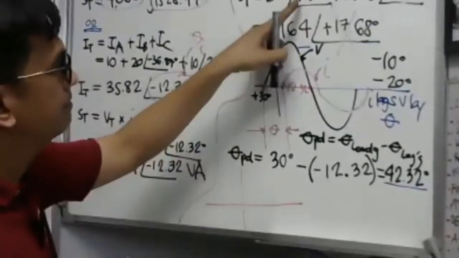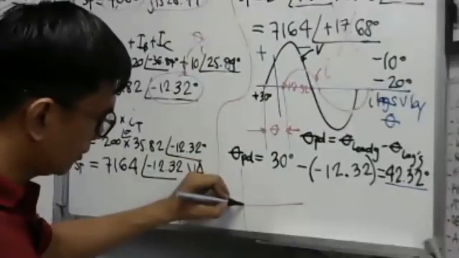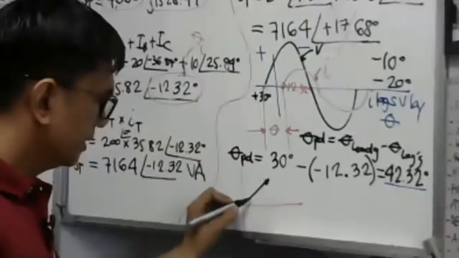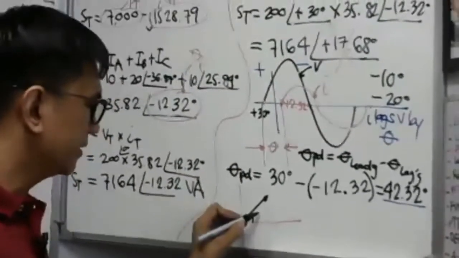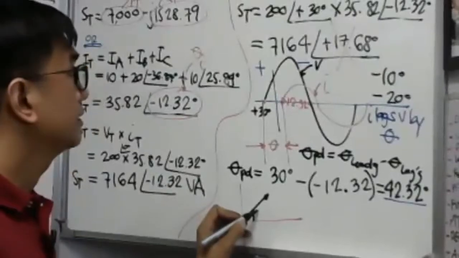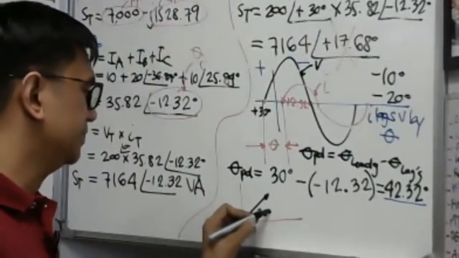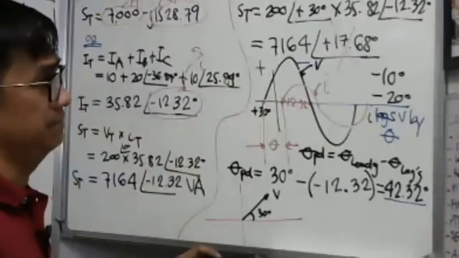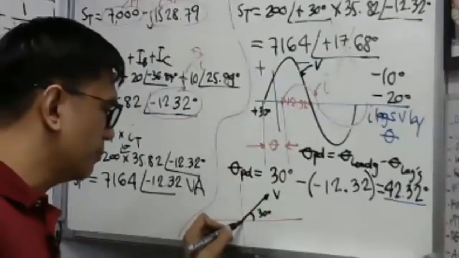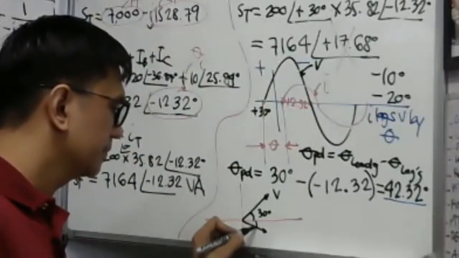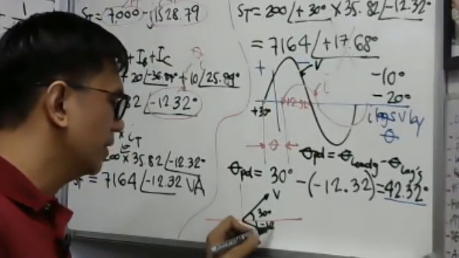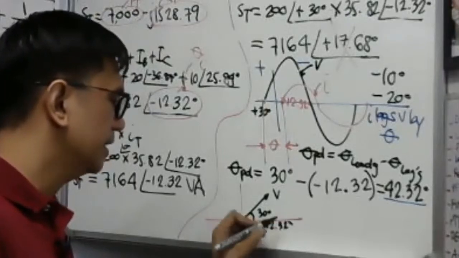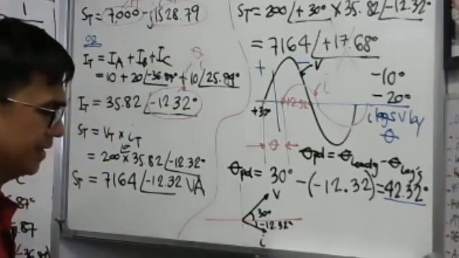Where is positive 30 degrees? Let's say somewhere here. That is the theta of the voltage. That is positive 30 degrees for the voltage. What is for the current? Negative 12 degrees is somewhere here. That is your negative 12.32 degrees for your current.